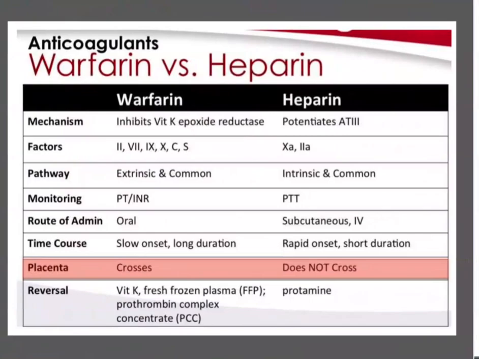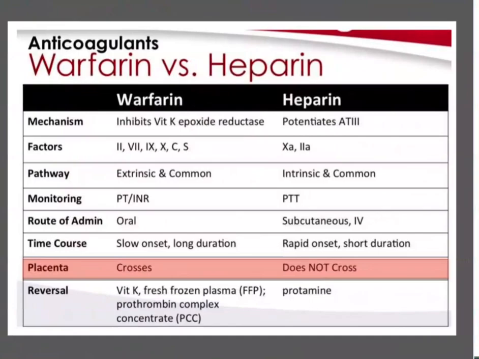Okay, the factors involved for warfarin are the vitamin K dependent factors such as factor 2, factor 7, factor 9, factor 10. And for heparin, the factors which are involved are factor 2A and factor 10A. Okay, the pathway which warfarin acts on is the extrinsic pathway and the common pathway. Okay, and the pathway which heparin works on is the intrinsic pathway and the common pathway. Okay, with this understanding, it's very easy for us to know how to treat this condition.